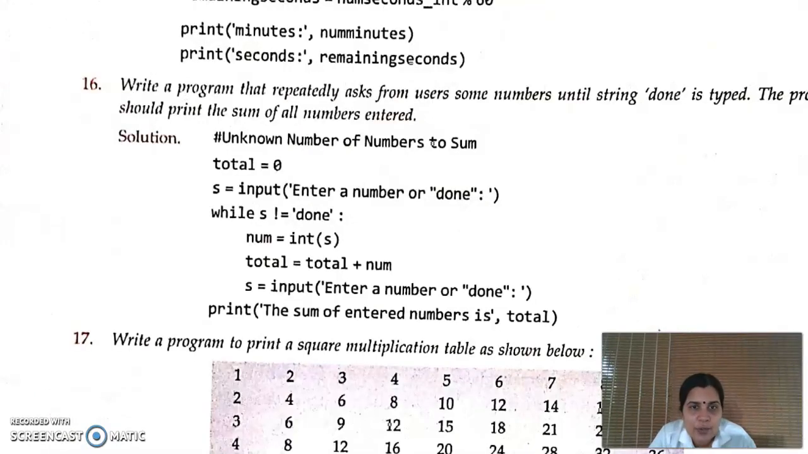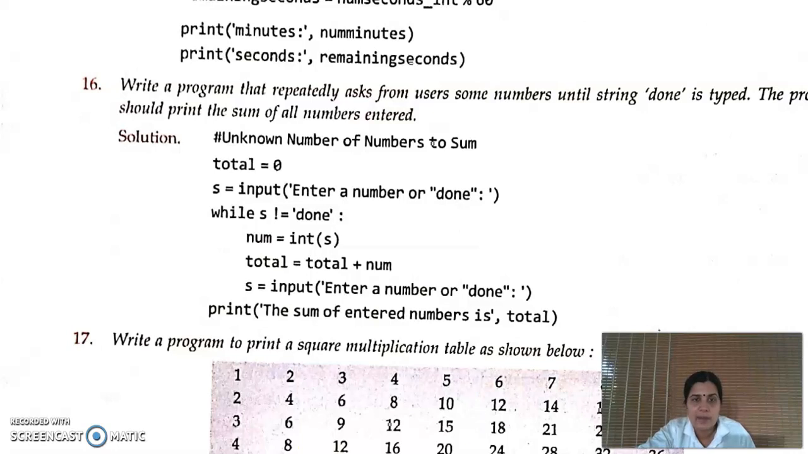Let's look at question 16. That means this program is for repeatedly asking input. Repeatedly means either we have to use a while loop or a for loop. And when we use the string done as input, then we can stop. That means we have to check whether we are inputting done. If done is inputted, the program will exit.